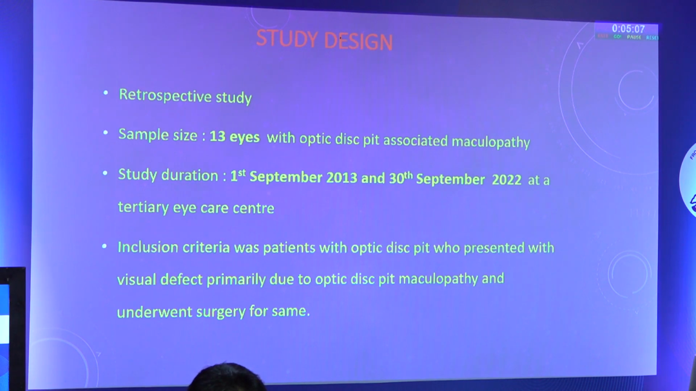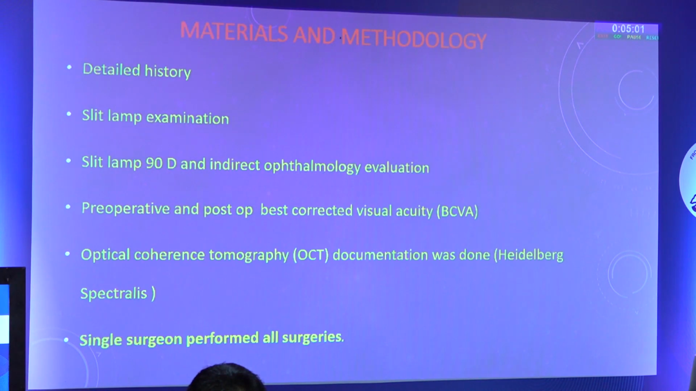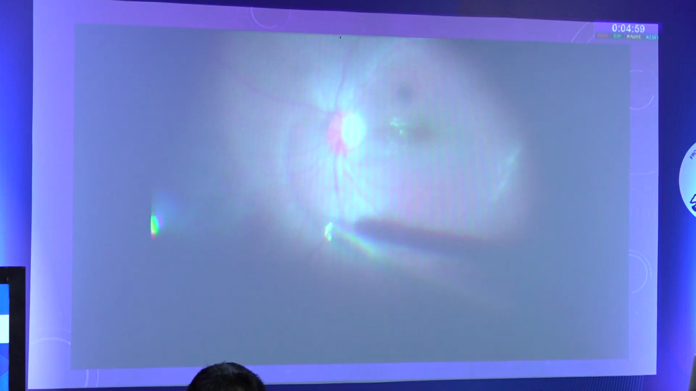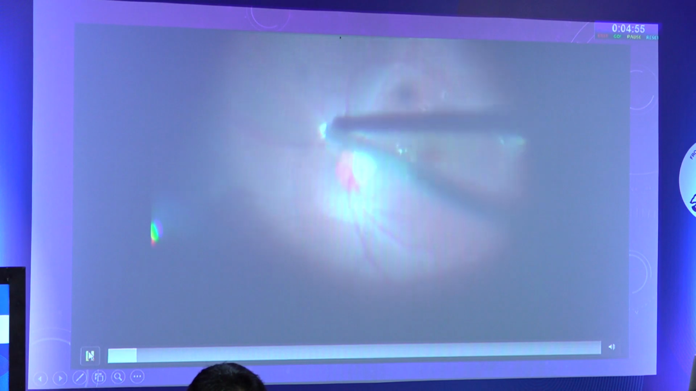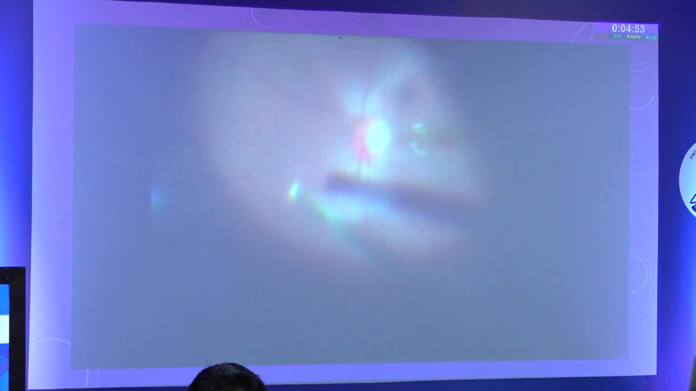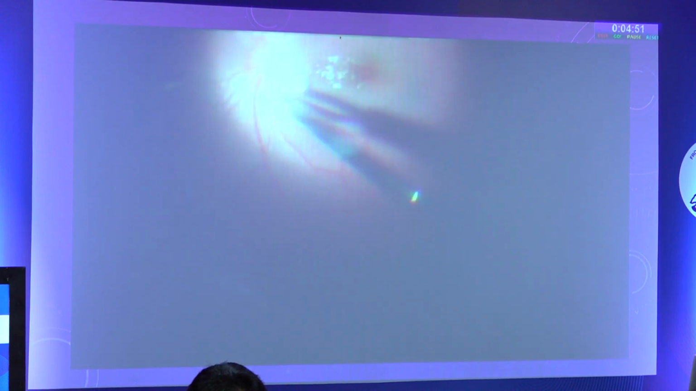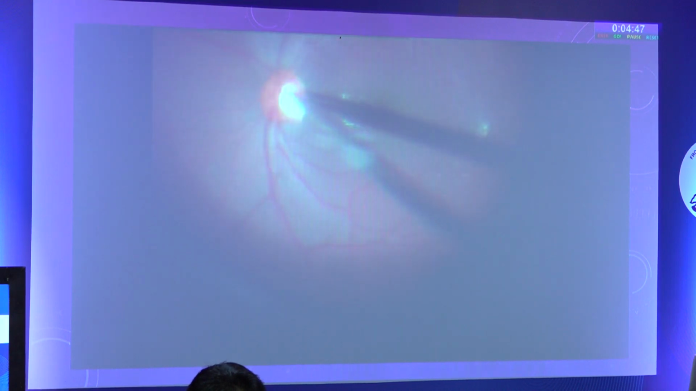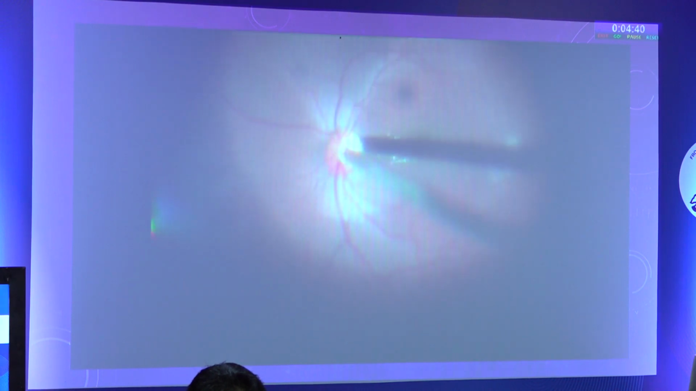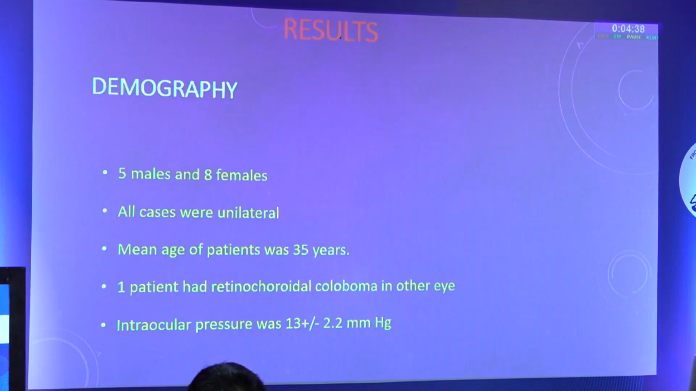Ours is a retrospective study of 13 patients. A detailed history and ocular examination was done. All surgeries were done by a single surgeon. Previously, we used to do 23 gauge vitrectomy. Now we have moved on to 25 gauge. PVD induction was done and a graft 0.5 by 0.5 mm was taken from the supratemporal sclera and plugged into the optic pit, and careful fluid-oil exchange was done.